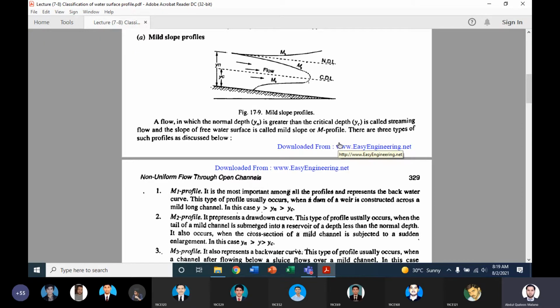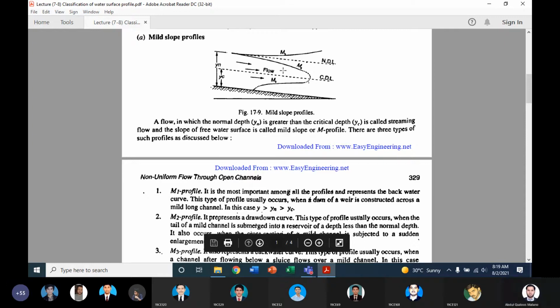So there are three types of such profiles as discussed. So now we'll be discussing the M1 profile, M2 profile and M3 profile for the three zones of the mild slope profiles. So we'll be discussing them. You can directly judge it from the figure as well. Okay, this is very easy.